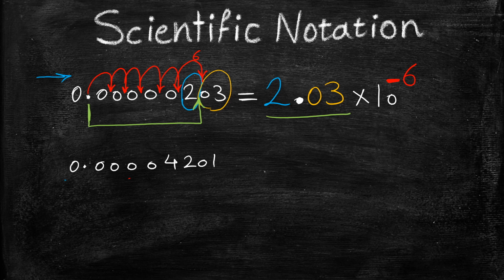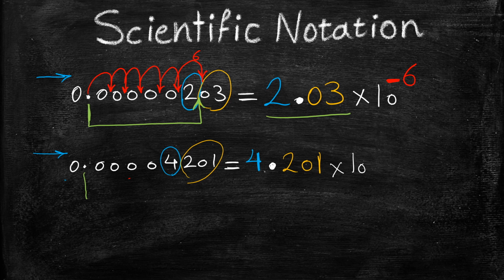Let's practice one more, this one below. Again, we scan the number from left to right. The first non-zero digit is 4. Let's put it down: 4 point, decimal point. The remaining digits, copy them. So we have 2, 0, 1. Very well. Multiplied by 10 to the power of something. Now let's figure out that something. Again, we analyze where we have moved the decimal point, from here to here between 4 and 2, right?